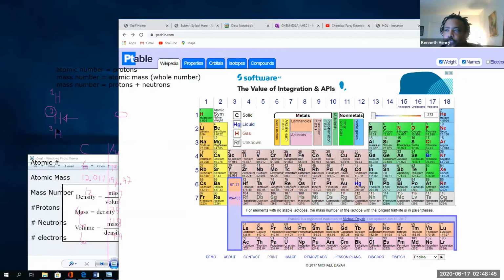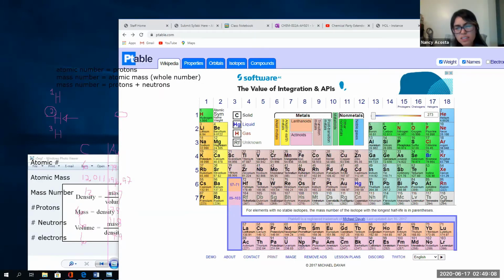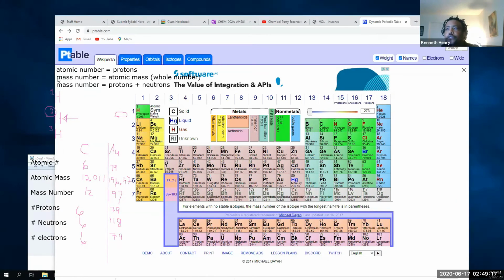Okay, so we have 3 isotopes. The difference between the 3 isotopes is the number of neutrons. Does that affect the atomic number? What does the atomic number tell us? It tells us the number of protons, written right here. That's the only thing the atomic number tells us: how many protons there are, and it also defines that element.